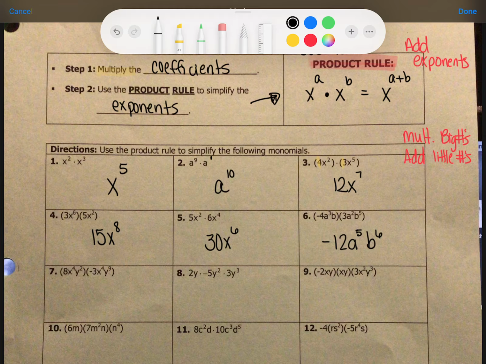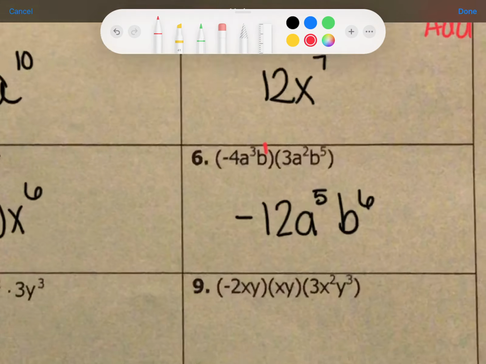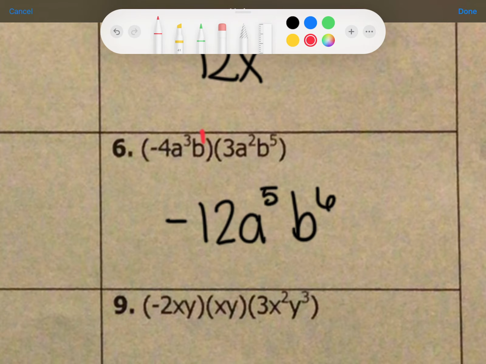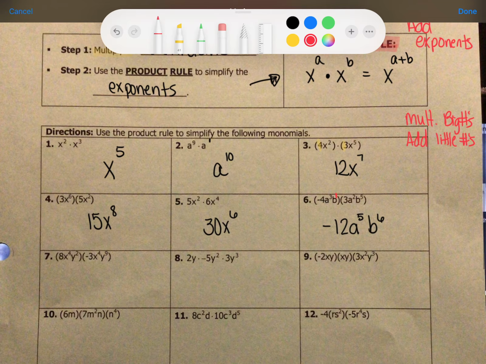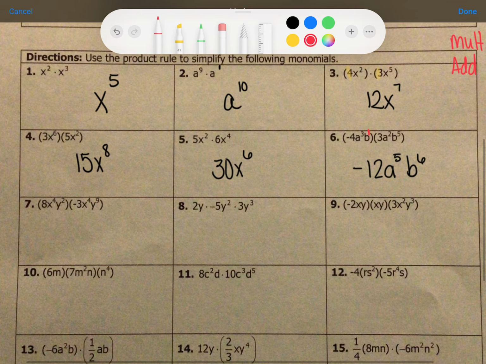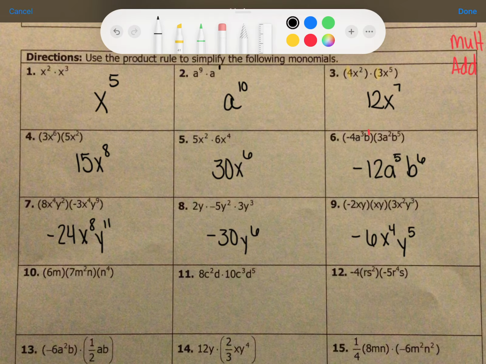Remember, there was that invisible 1 right here. So you had to make sure you added that with your other B. So how did you do? Multiply the big numbers and add the little numbers. All right, pause the video and try the next row, and then you can check your answers with mine. All right, check your answers and see how well you did.